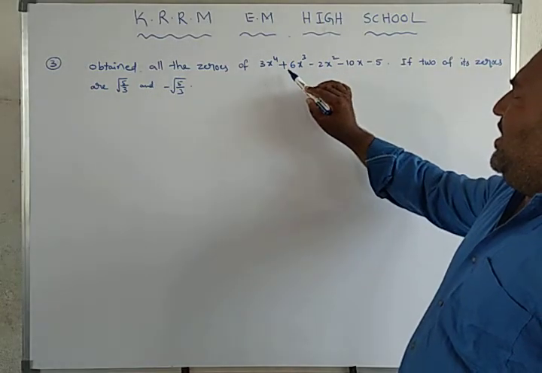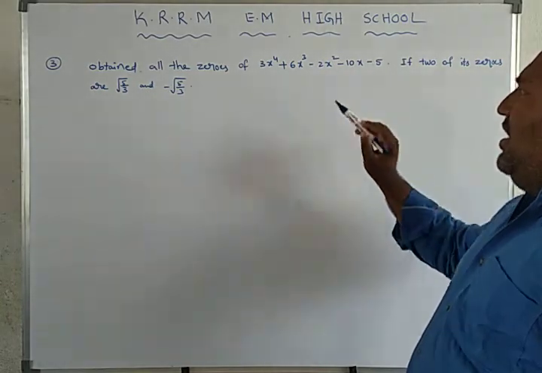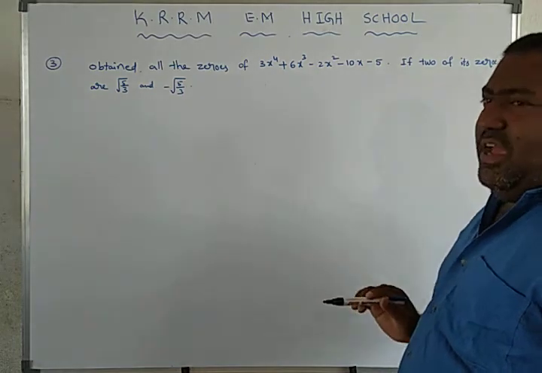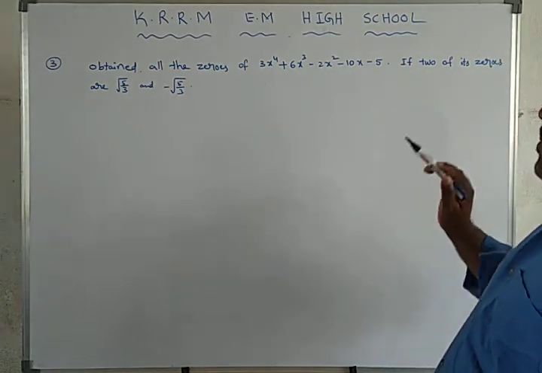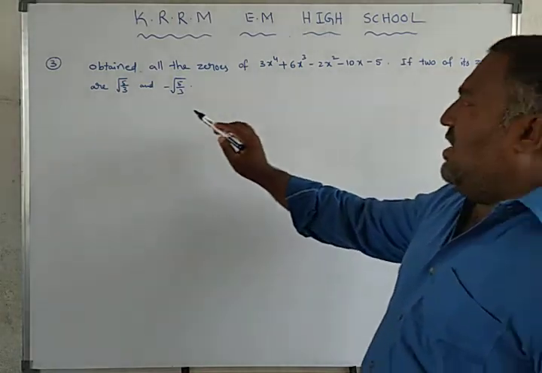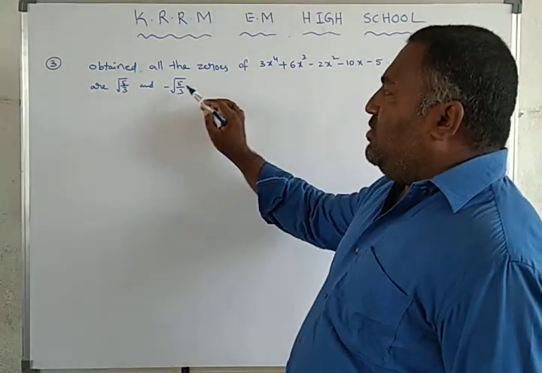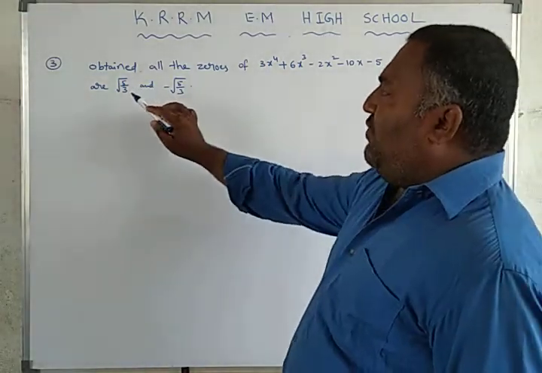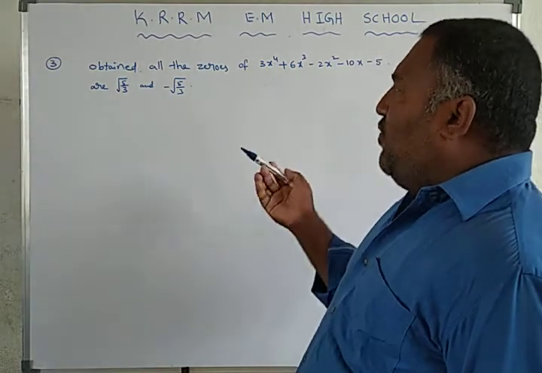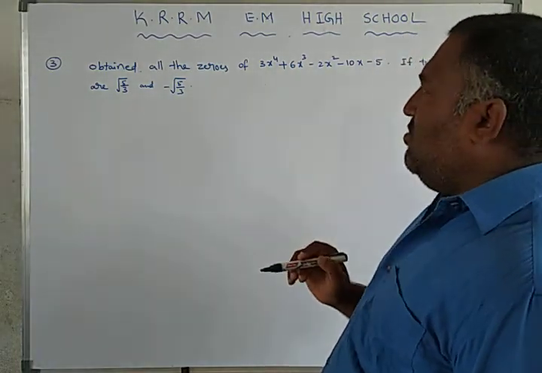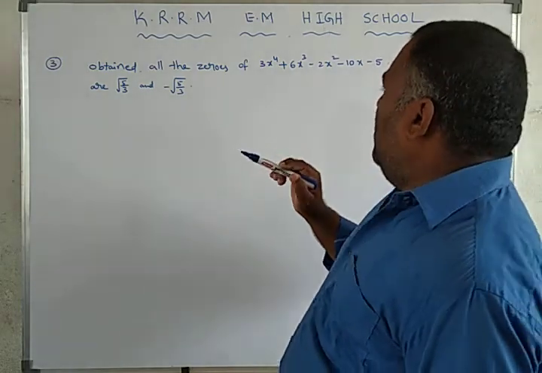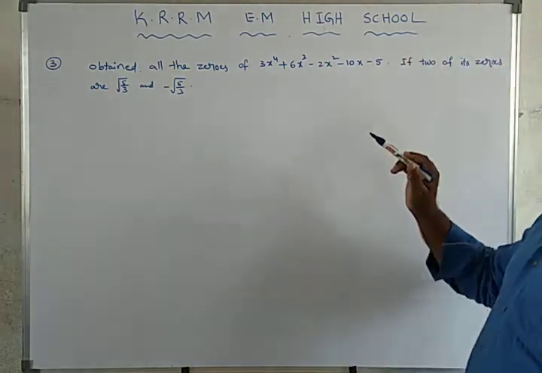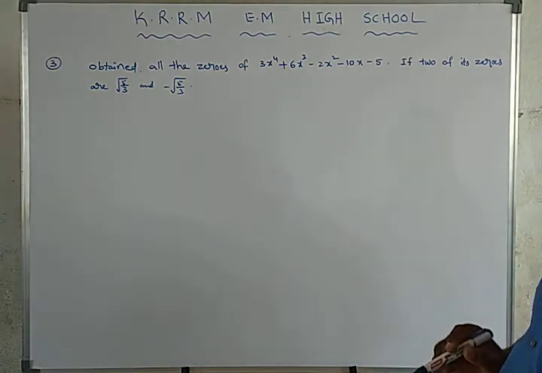So, what is the degree of this polynomial? The degree of this polynomial is 4. We have how many zeros? So, we have 4 zeros. Given that two of its zeros are root 5 by 3 and minus root 5 by 3. So, given two of its zeros are given. So, find the remaining two zeros.